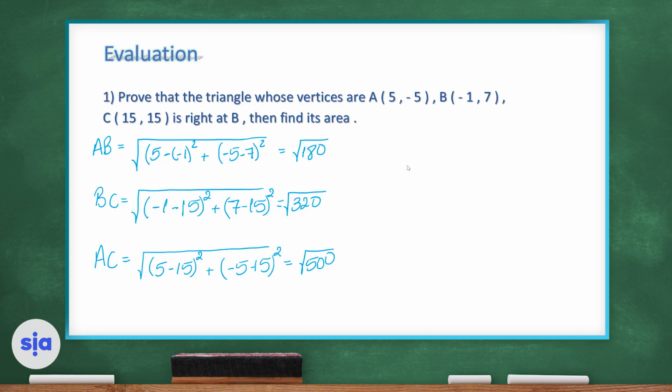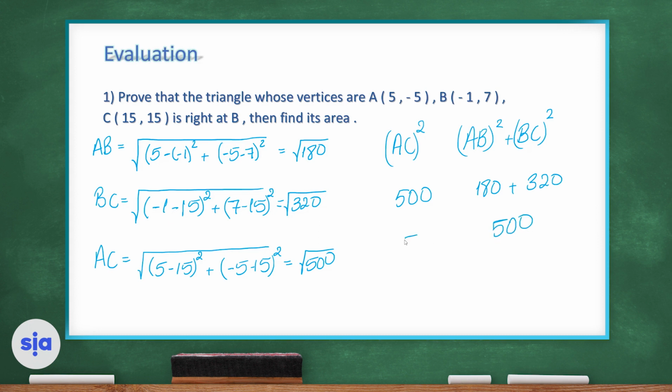To prove that it's a right triangle, AC squared must be equal to AB squared plus BC squared. AC squared is 500, where AB squared is 180 and the BC squared is 320. So here, as you can see, this one is 500 and this one is also 500, so they're equal to each other. Then AC squared is equal to AB squared plus BC squared. Then this triangle is a right triangle at B.